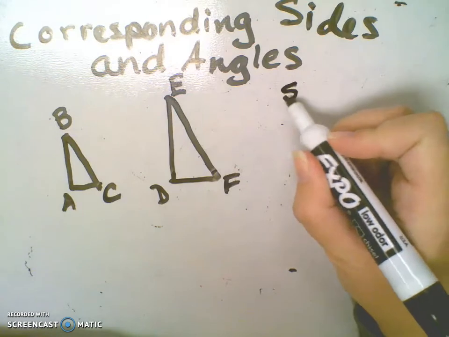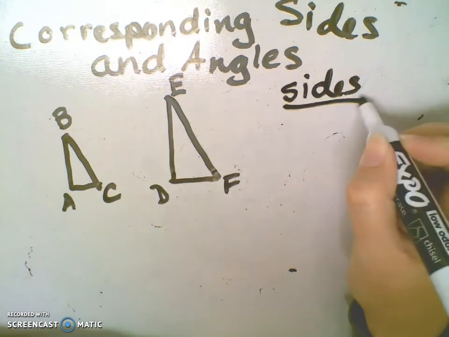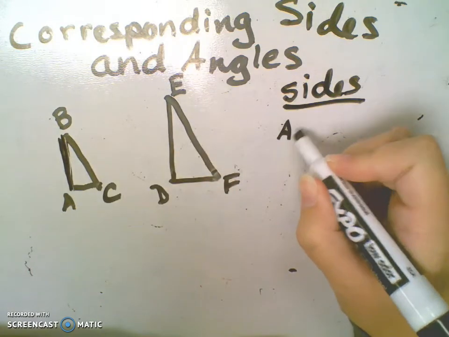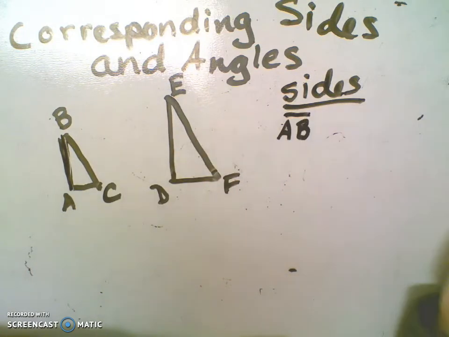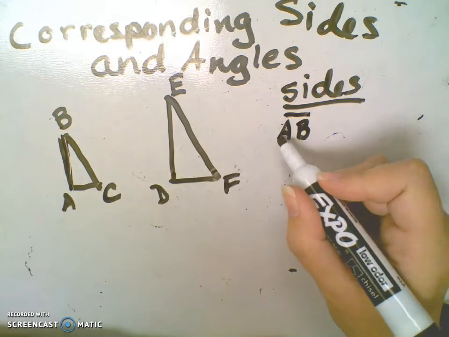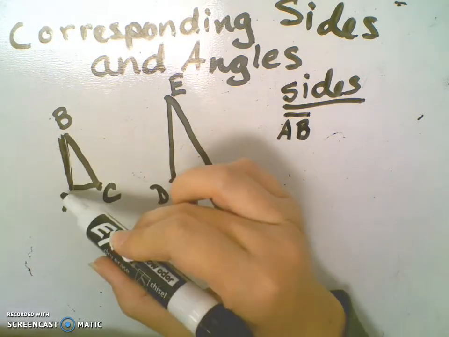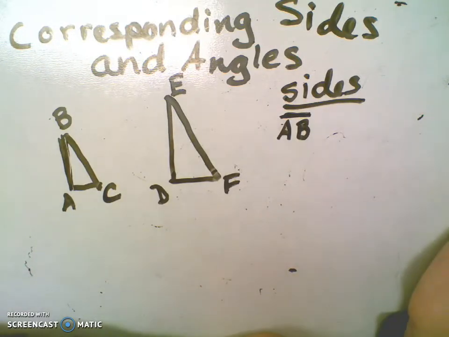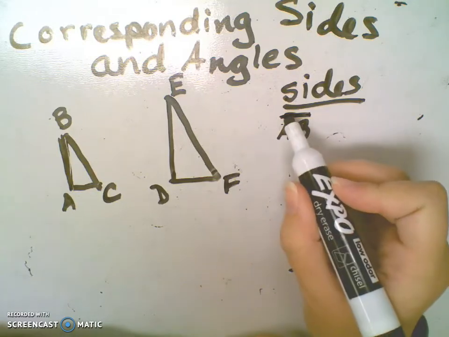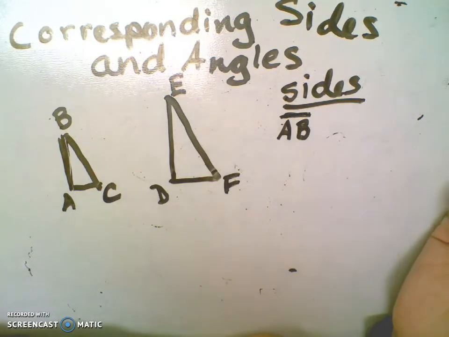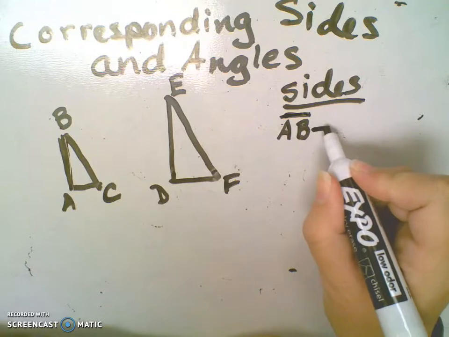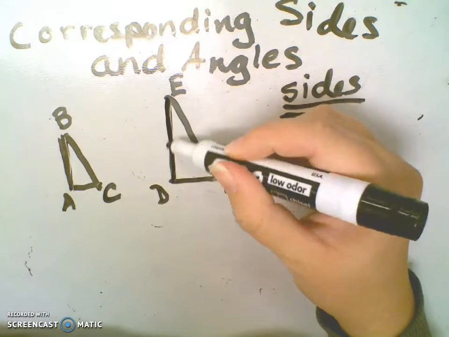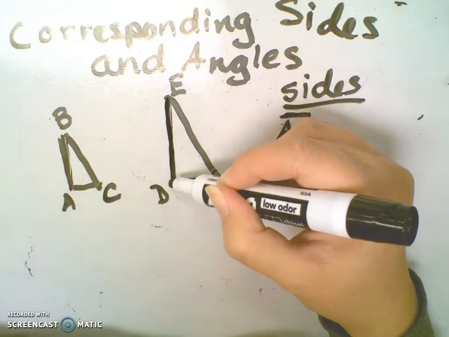So for example, if I want to talk about the corresponding sides over here, this side AB, I can call it AB or I can call it BA. It doesn't really matter, but I put my letters that are the end points of my line segment, and then I put that line over it, and that's how whoever I'm communicating with understands that that's a line segment. And then I'm going to do a little arrow, meaning that they are corresponding to this right here, because it's in the same place on the shape.